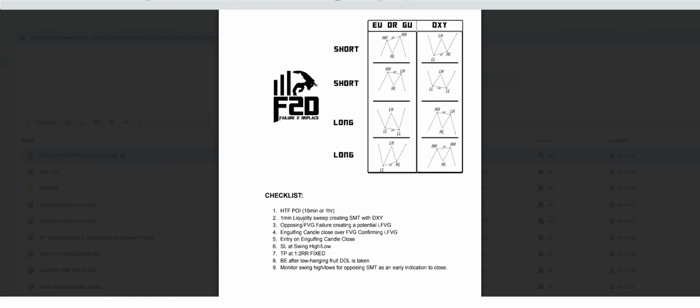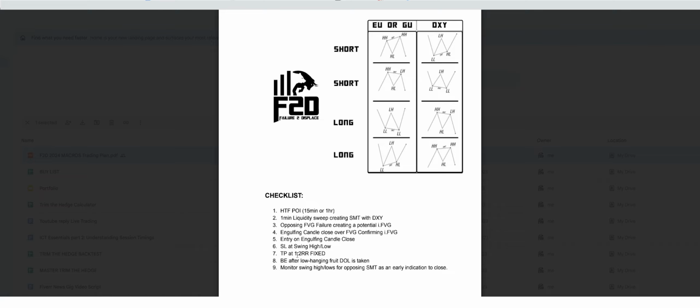Then we're going to be looking for an opposing fair value gap to fail, creating a potential inversion fair value gap. We need an engulfing candle to close over that opposing fair value gap, and this will confirm indeed that we do have an inversion fair value gap. Our entry will be on the engulfing candle close, so we will enter at market as the engulfing candle closes. Our stop loss is going to be at the swing high or swing low of the area where the inversion fair value gap was created.